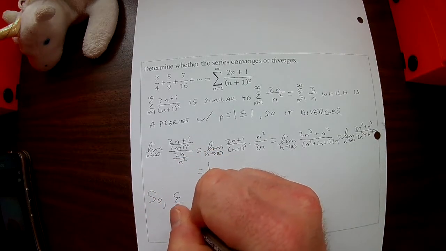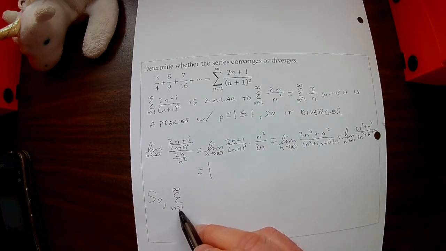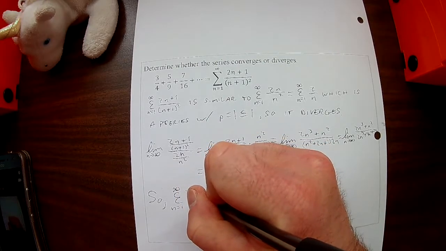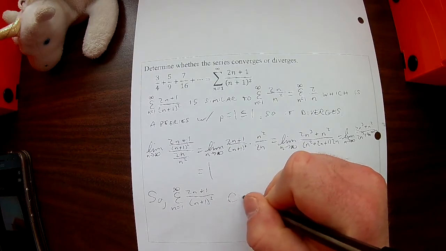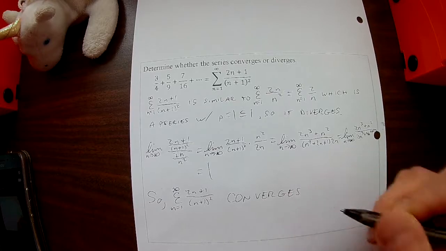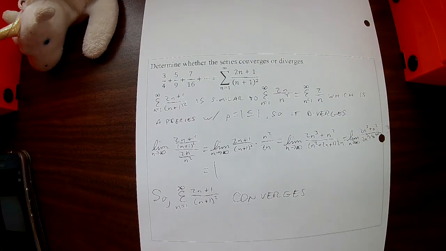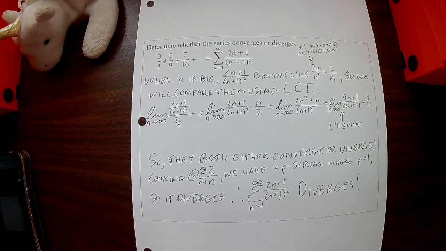So the original series, the summation from n equals 1 to infinity of 2n plus 1 over n plus 1 squared, converges as well. Cool. By the way, I've never seen any comparison test go for any comparison worse than either a p-series or a geometric series to compare it to. Those are both things that you have to look at.